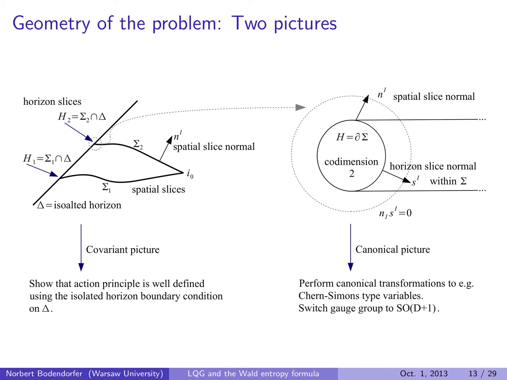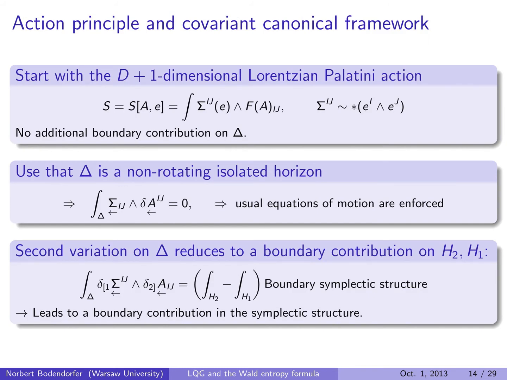Okay. So let's go to the next slide now, slide number 14, action principle and covariant canonical framework. So on this slide, we're essentially doing the calculations of the left-hand side of the two pictures, in the covariant framework. So here we start with the Palatini action that we already saw before. So it's just this curvature wedge, this big sigma, which big sigma here usually is denoted by this E wedge E and then the Hodge star.